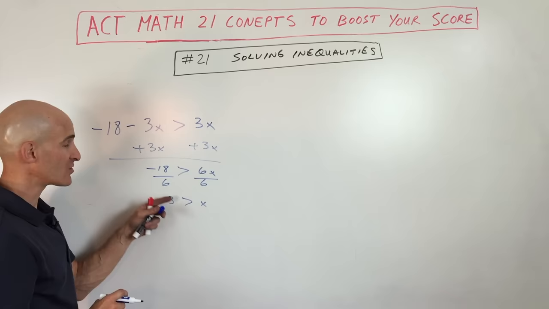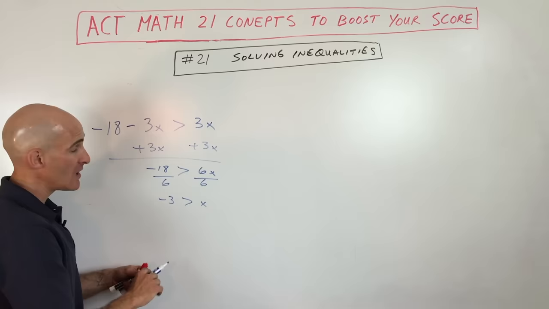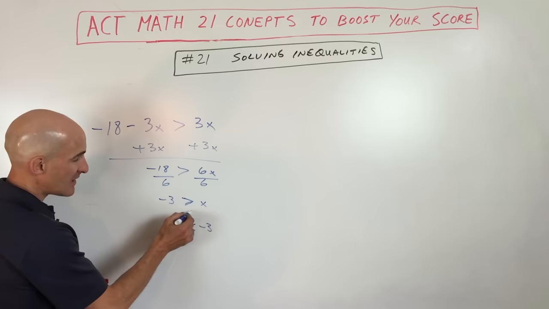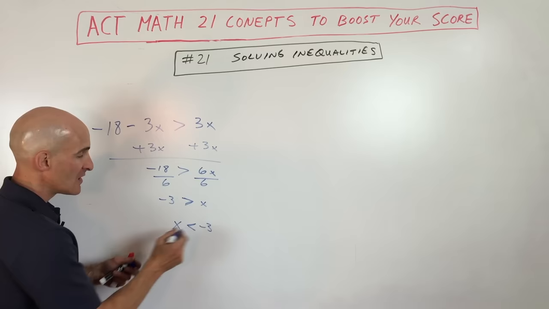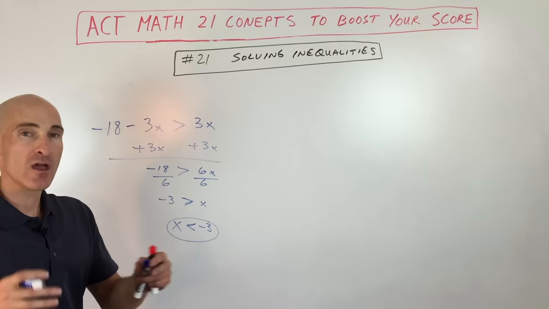But what I am going to do for my final result is take this inequality and flip it over because I want the variable to be on the left. So this is going to be x is less than negative 3. You can see it's still pointing to the x like it was in the step before. But now I've got the variable on the left. So I took that whole thing and I flipped it over so that now we can see what x is. X is less than negative 3, and we've got it. But just remember, when you're solving these, multiply or divide by a negative number, the inequality sign flips.